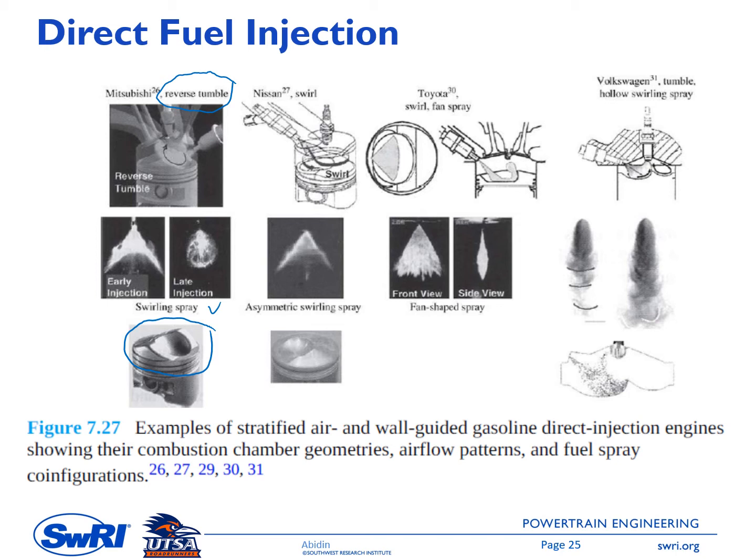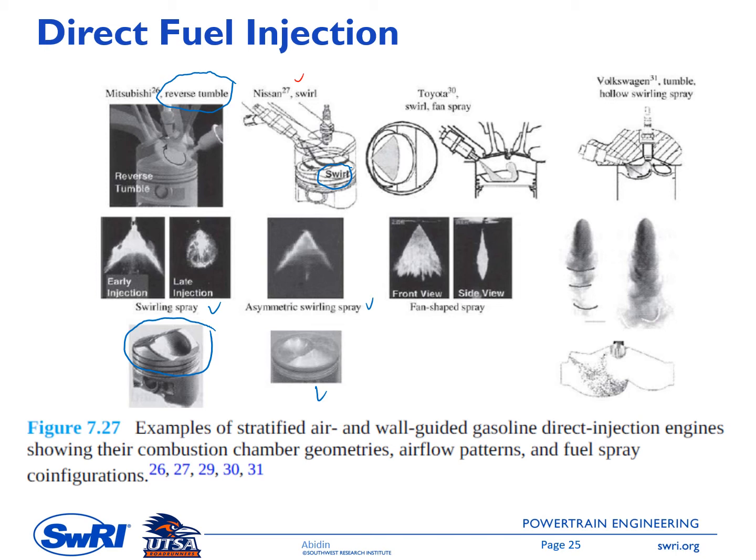On the next column we have Nissan. So Nissan uses a swirl flow. So this is the swirl airflow. Swirl flow is a rotation flow about the engine axis, so you can see from this schematic. And then they combine this swirl flow with an asymmetric swirling spray, and this is the piston crown surface.